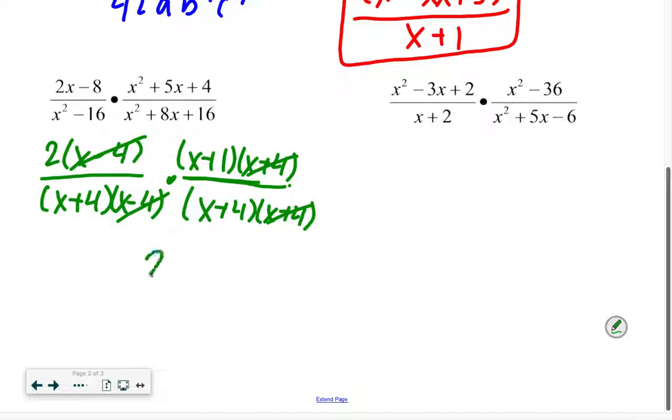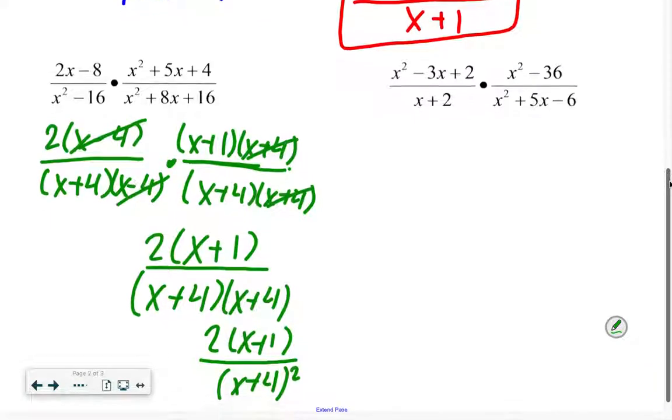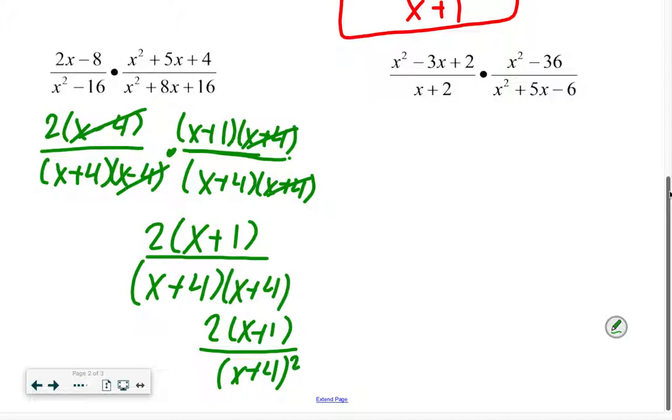Okay, so on top, I got 2 times x plus 1. On bottom, how many x plus 4s do I have? 2. So you can write x plus 4, x plus 4. How I would prefer to see it is, I'll just write the top again. x plus 4 squared. But like I said, either one will work. Can you guys see that? Okay, one more, then we're done.